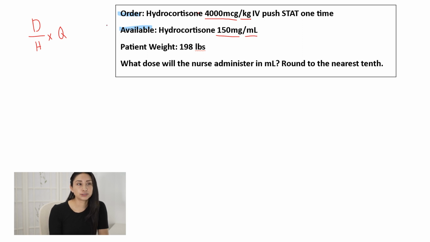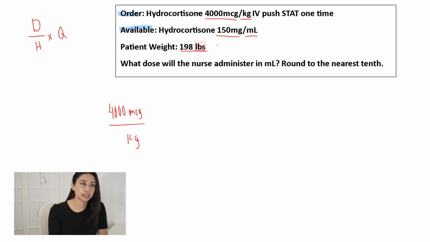So before we can just go ahead and plug this information within our formula, first we're going to see that we have to figure out our D. So the D comes in a formula of 4,000 micrograms per kilogram. Remember, this isn't what we are giving. We need to figure out first how much this patient is getting based off of their weight. So for every kilogram that my patient weighs, he is getting 4,000 micrograms. So let's figure out how much this patient weighs in kilograms first.